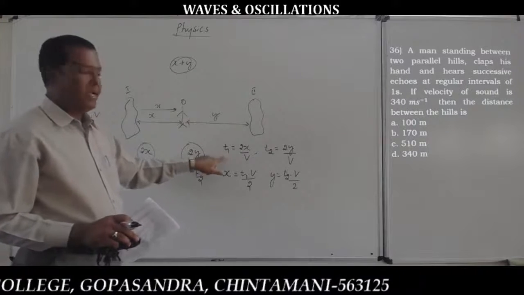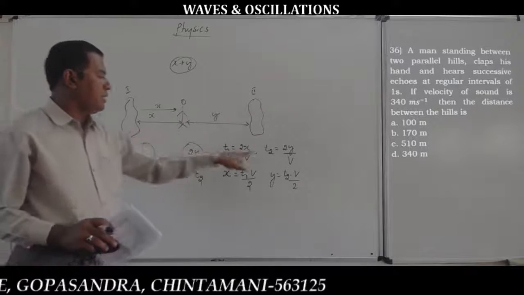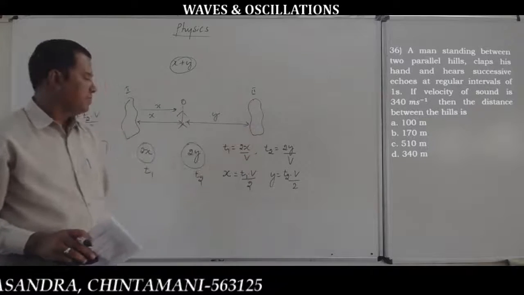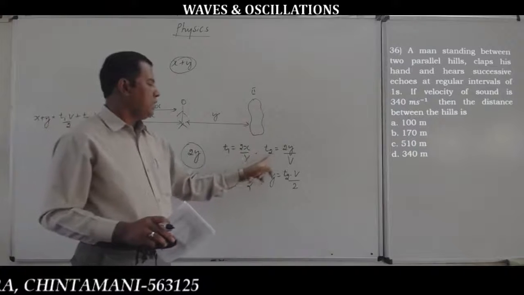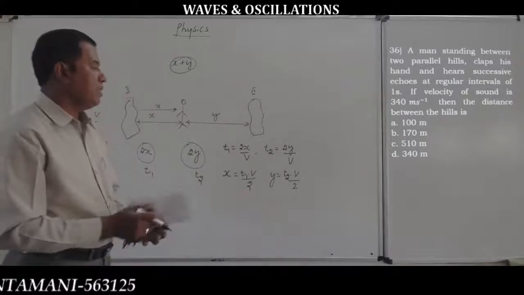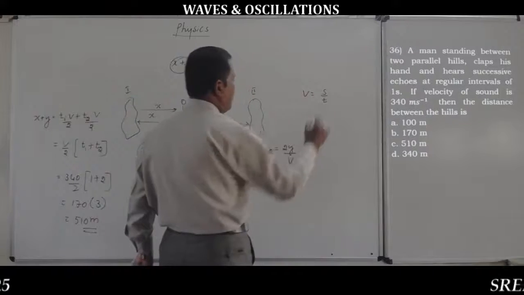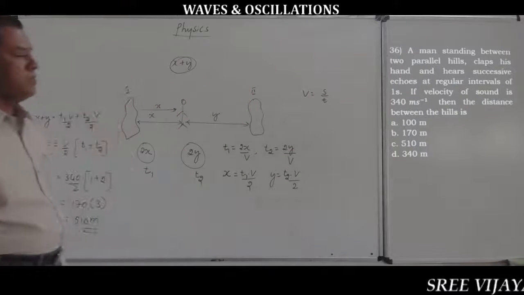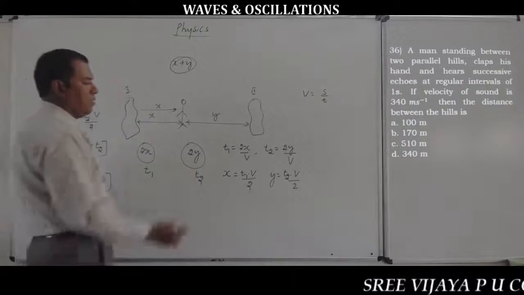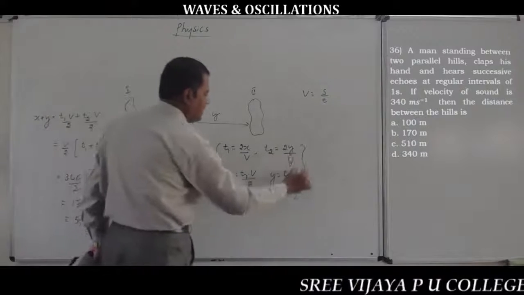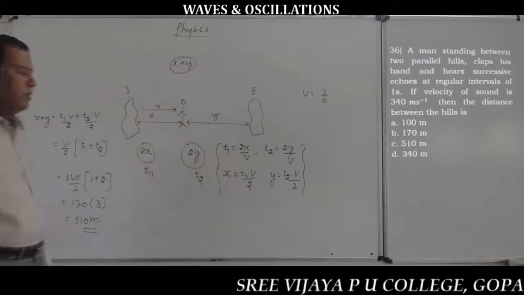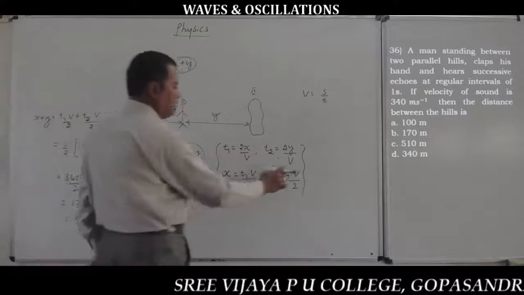Let t1 be the time taken for the echo from the first hill, and t2 be the time taken for the echo from the second hill. t1 is 2x by v, t2 is 2y by v. By taking the relation velocity is equal to displacement by time, or time is equal to displacement by velocity, from these two equations you will get x as t1 into v by 2, and y as t2 into v by 2.